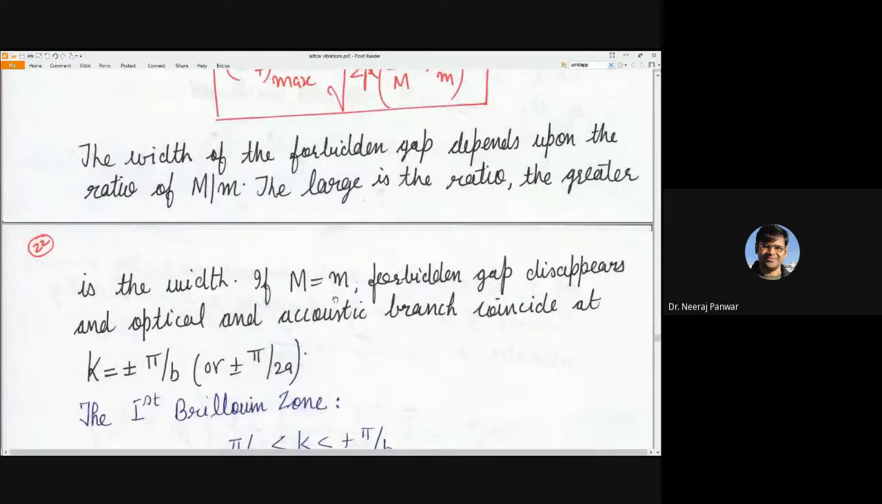The width of the forbidden gap depends upon the ratio of the masses of the two ions. That is, it depends upon capital M divided by m. The larger the ratio, the greater is the width of the forbidden gap. If we have two ions of equal masses, the forbidden gap disappears and the optical and acoustic branches coincide at the zone boundary.